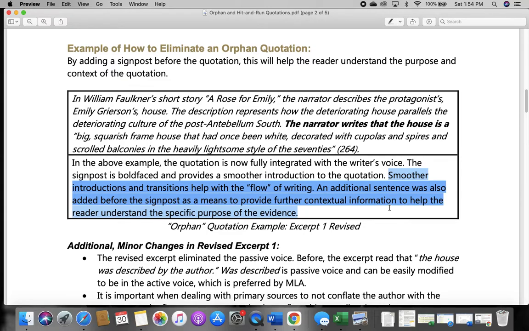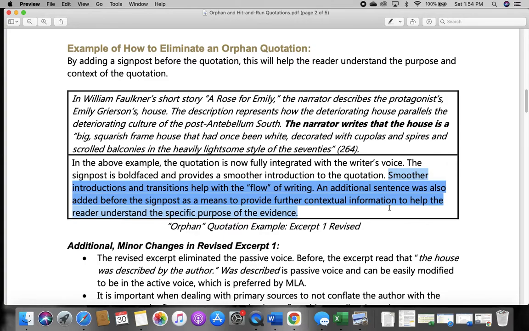I'm writing in the passive voice there. This is a very APA style of writing. "Was also added." I should write, "I also wrote an additional sentence" to get rid of that passive voice, but whatever. Before the signpost, "as a means to," I don't need to. That's wordy writing, because that's a prepositional phrase that I don't need.